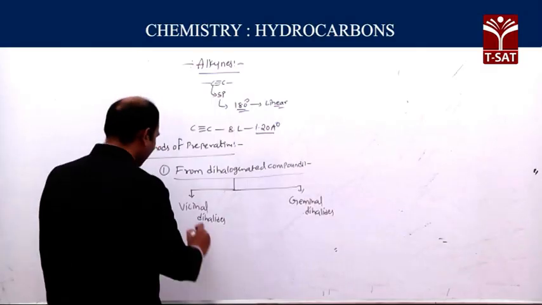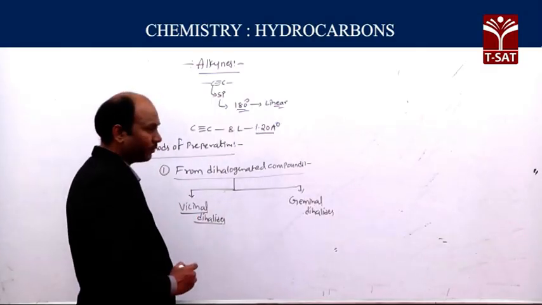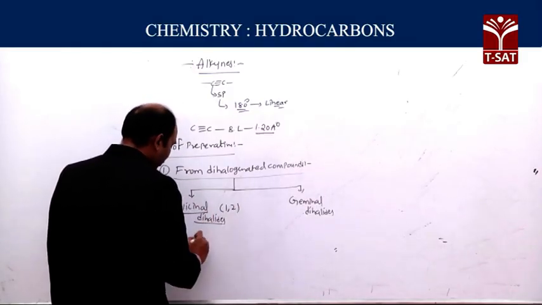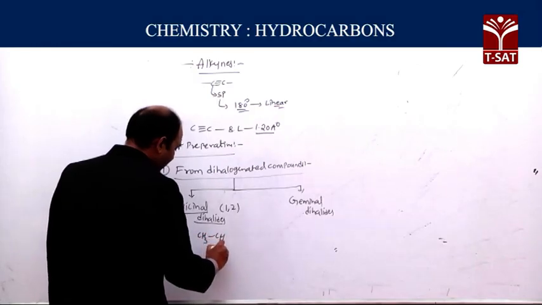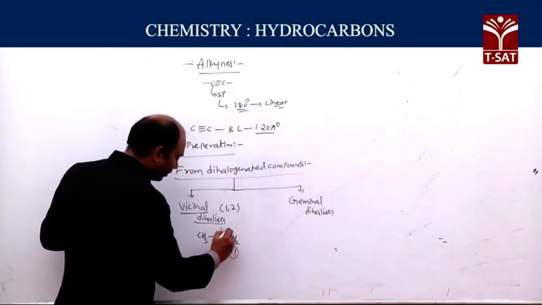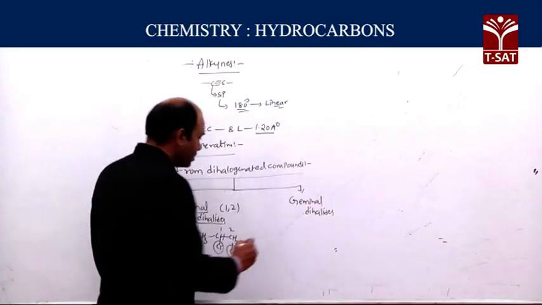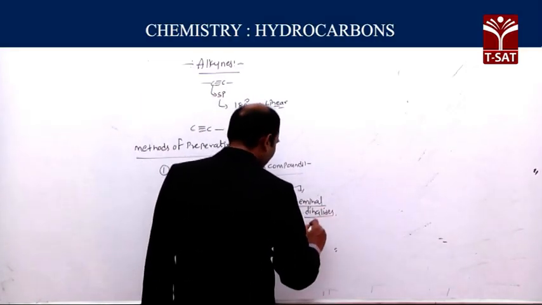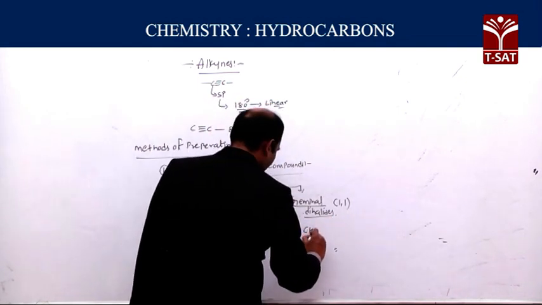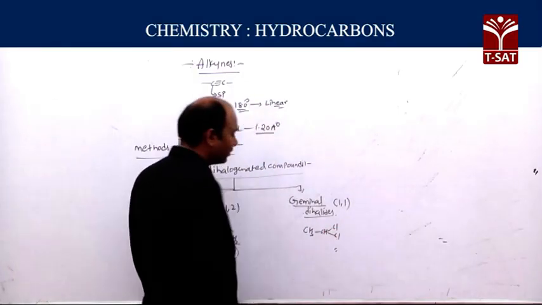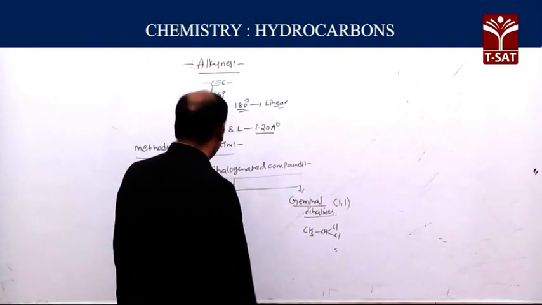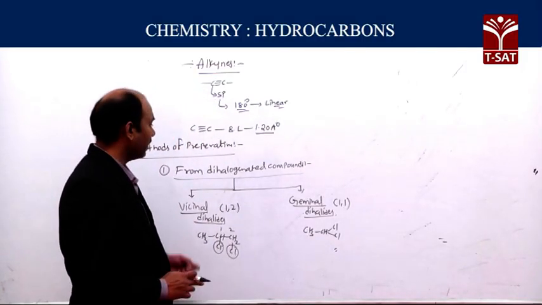So what are vicinal dihalides? Vicinal dihalides means two halogens are present on adjacent carbon atoms, the 1, 2 positions. For example, CH3CHClCH2Cl. Here two halogens are present on adjacent carbons, 1, 2, so this is called a vicinal dihalide. In geminal dihalides, two halogens are present on the same carbon atom, the 1, 1 positions. Here CH3CH, with two Cl on one carbon, is a geminal dihalide.